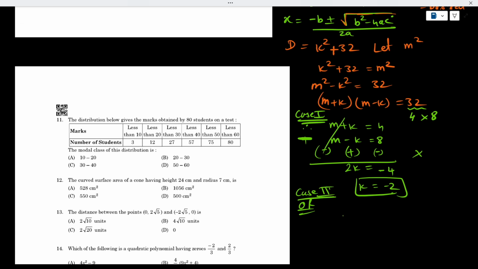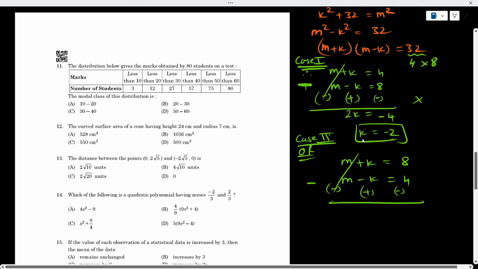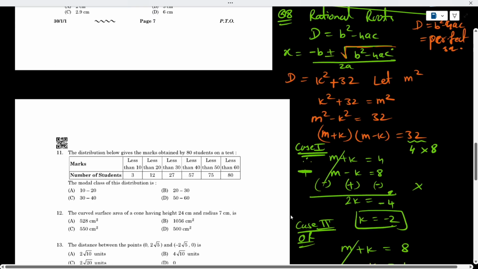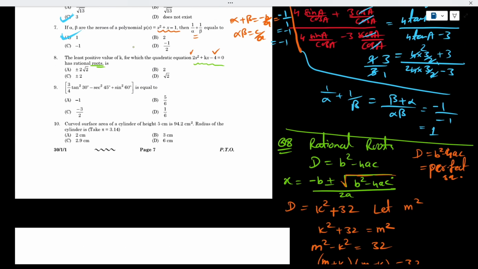So now in this case, what will I take? M plus k I'll take as 8 and m minus k I can take as 4. Now again you subtract. K plus k is 2k, and 8 minus 4 is 4. Because the earlier case gave a negative value, you can't consider it. So the other value, k, is equal to 2. So what is the right option here? Option number B is the right option.